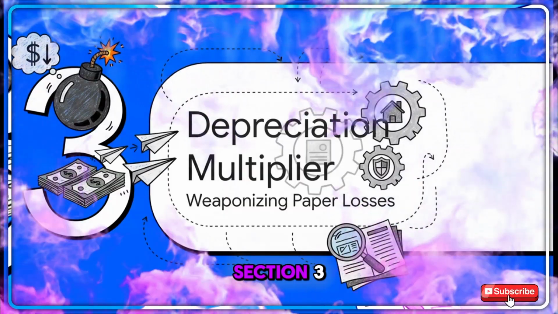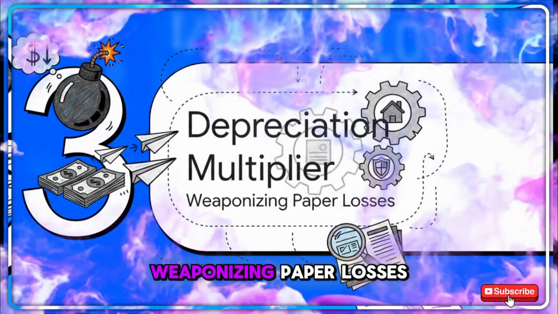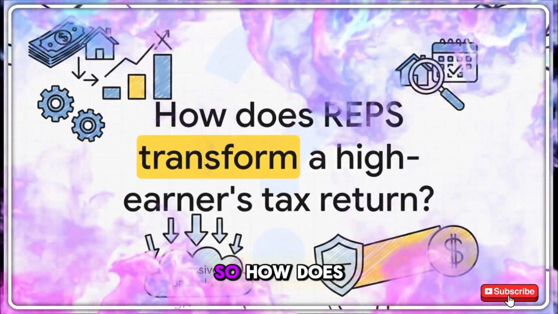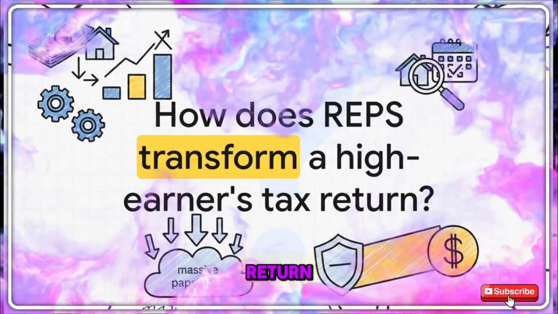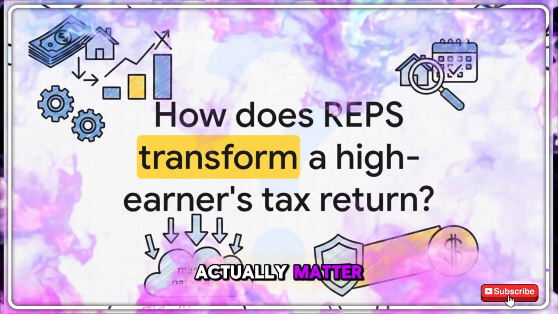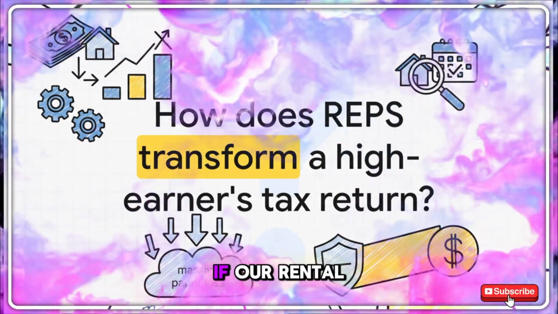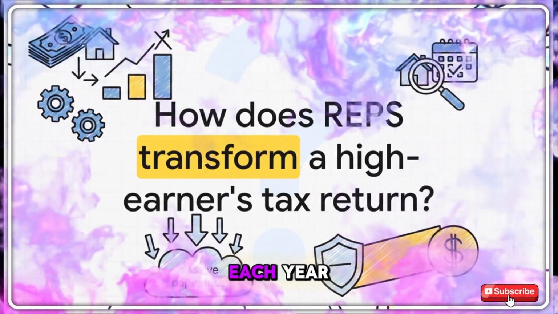Let's dive into Section 3, the depreciation multiplier effect, weaponizing paper losses. So, how does REPS mathematically transform a high earner's tax return? I want you to think about that for a second. Why does it actually matter if we can offset active income if our rental properties are only generating a tiny incremental paper loss each year?